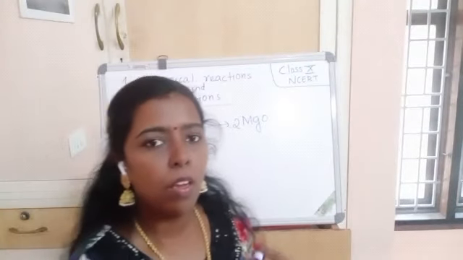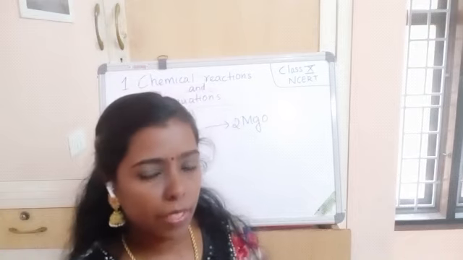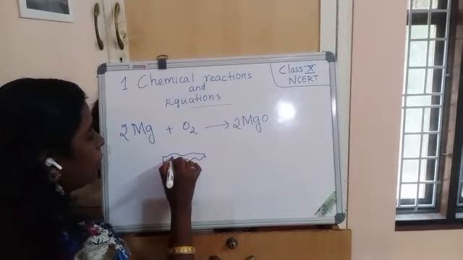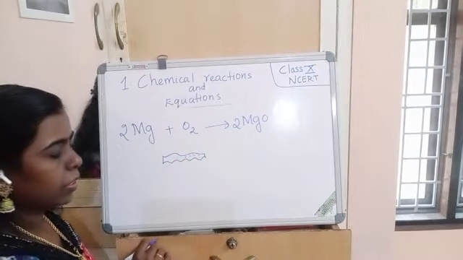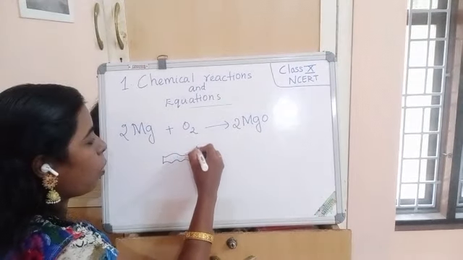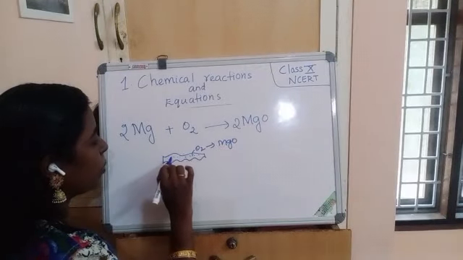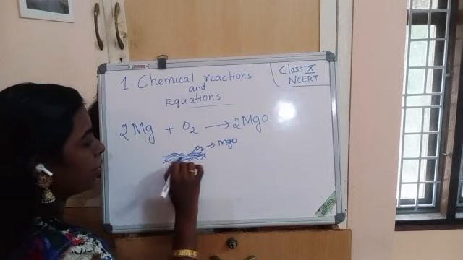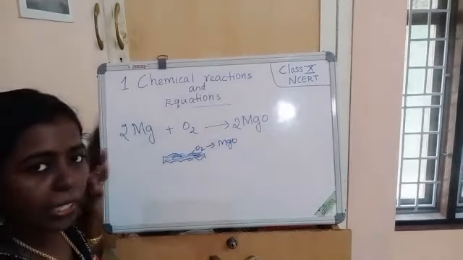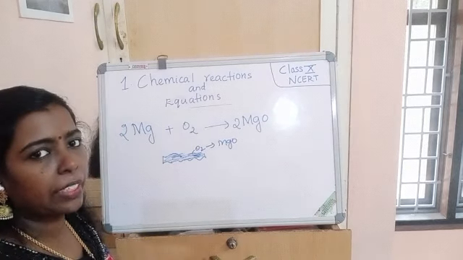I told you that while taking this magnesium ribbon, we should clean it by rubbing it with sandpaper. Why? Because the surface of this magnesium ribbon has magnesium metal. This magnesium metal is very reactive. It easily reacts with oxygen on the surface to form magnesium oxide. This magnesium oxide powder will be coated here and it will prevent the burning of the complete magnesium ribbon. So, before we conduct this experiment, we should first clean this magnesium ribbon with sandpaper. Then only we can conduct this experiment.